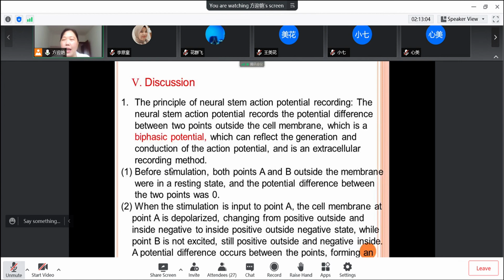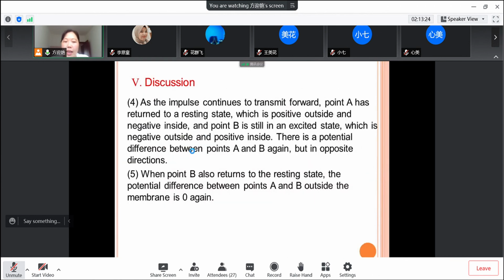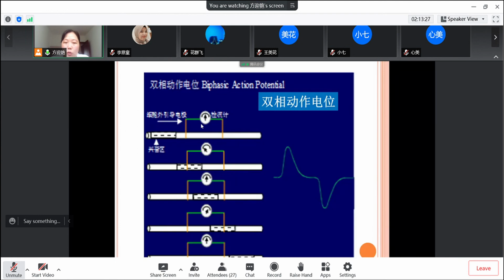And we have studied the action potential wave, which means the intracellular recording method. That means the action potential shows the difference between inside the cell membrane and outside the cell membrane. Here we record two points outside the cell membrane. We can see these two points, and the electrodes are also outside the cell membrane.